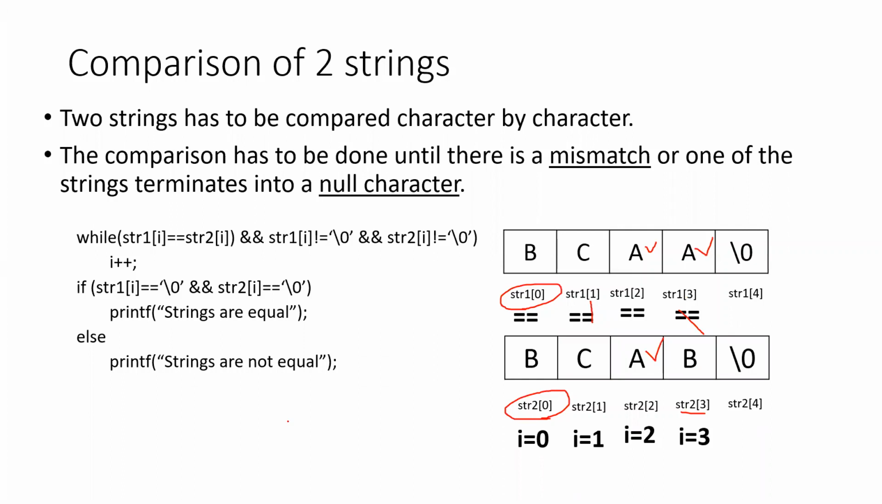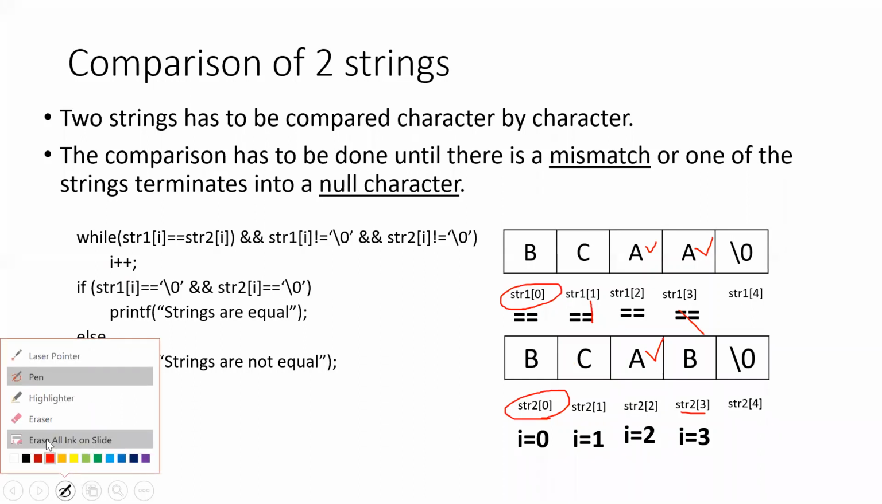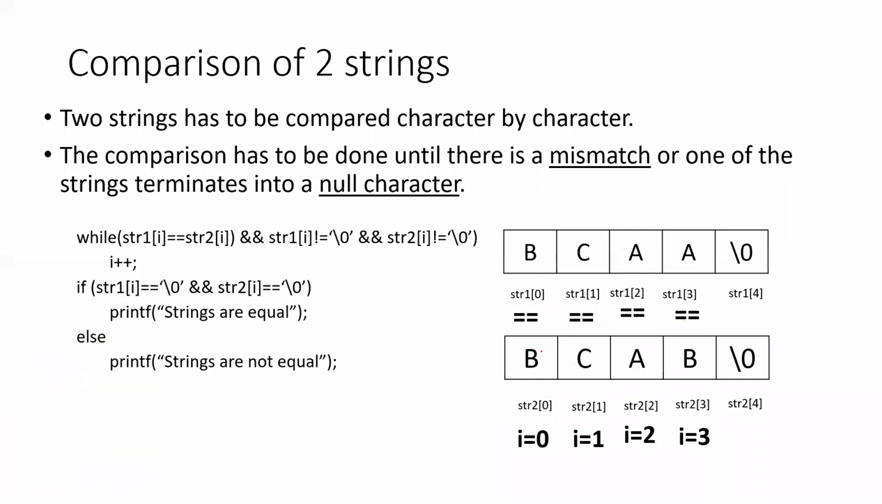If it is not equal, then what you have to do? You have to print that the strings are not equal. So there are certain conditions for incrementing the I value. We will check how we can implement this. Manually, when you see it, you will understand that you need to check only character by character.